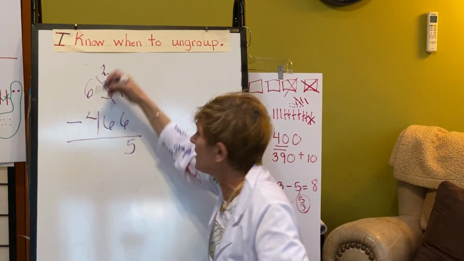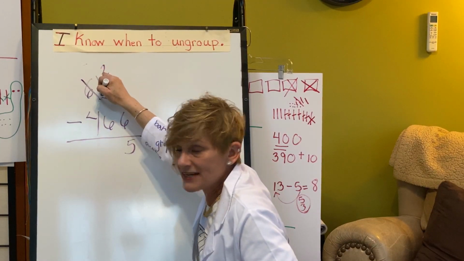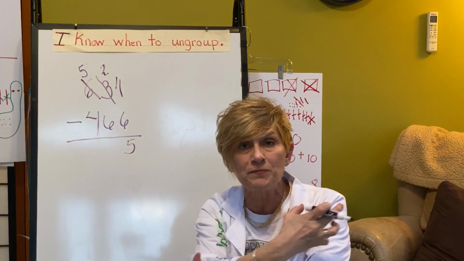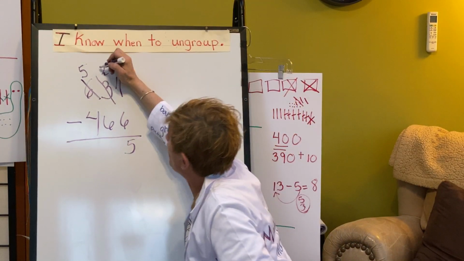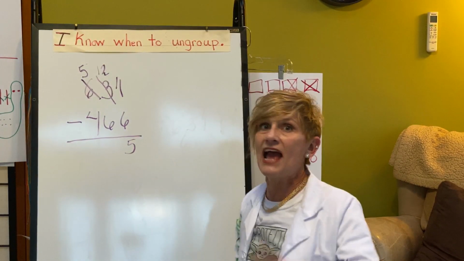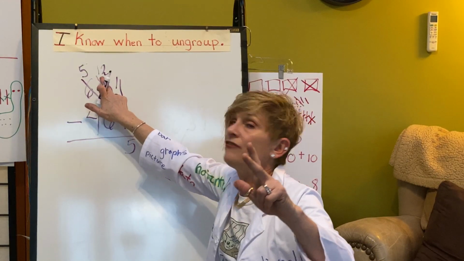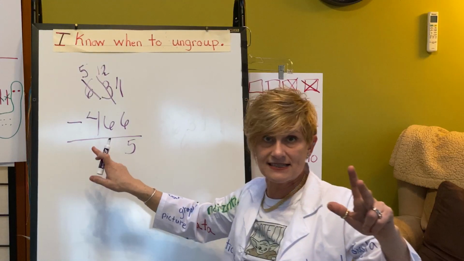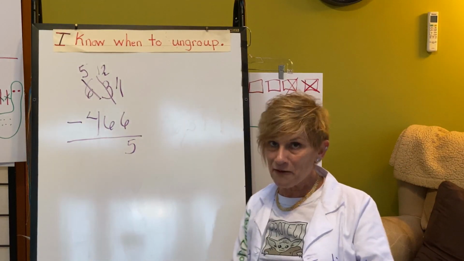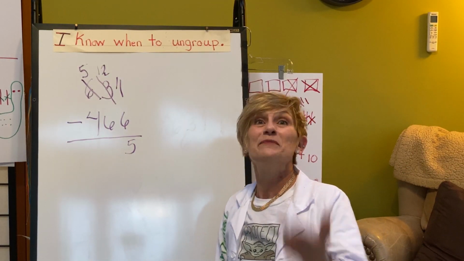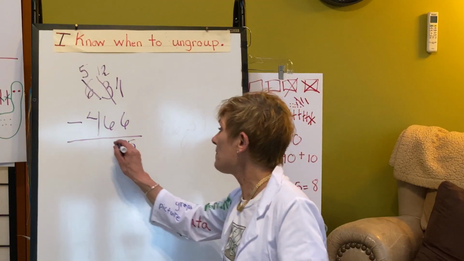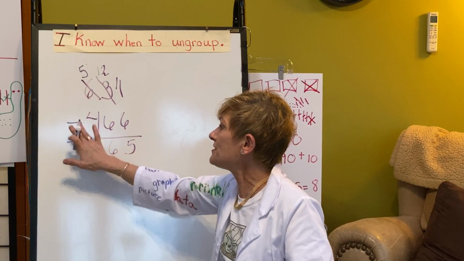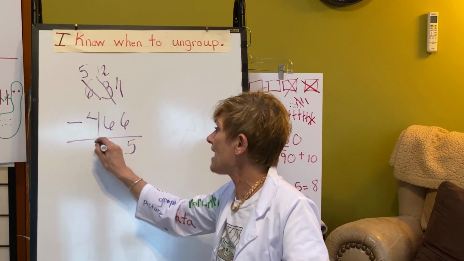Got to get a 100. Ungroup from my 6 100s. Leave 5. If I ungroup a 100, I'm bringing a 100 over. Now I have 12 10s. 12 10s take away 6 10s. It's like 12 take away 6, but it's in 10s. Yep, 6 10s, which is 60. And then 500 take away 400, that is 100.